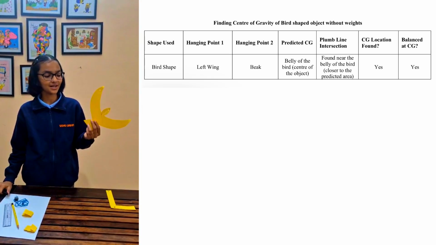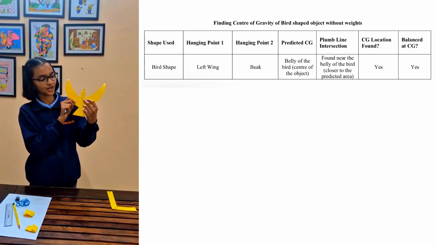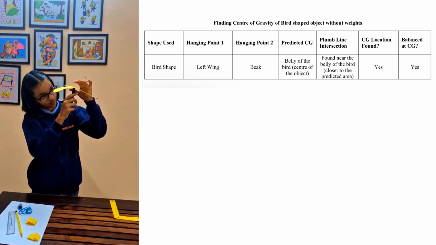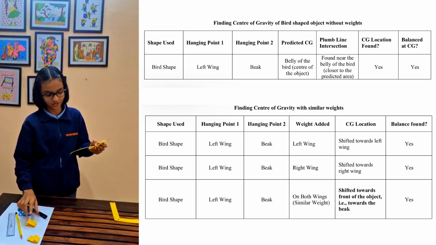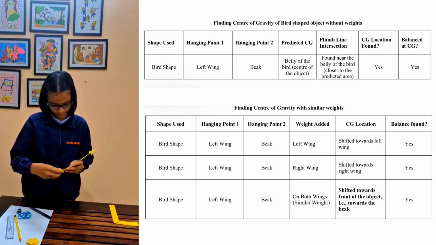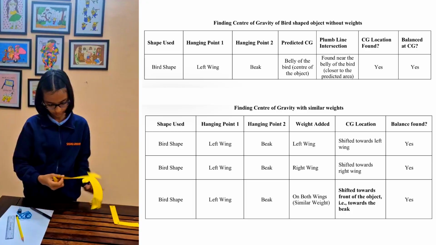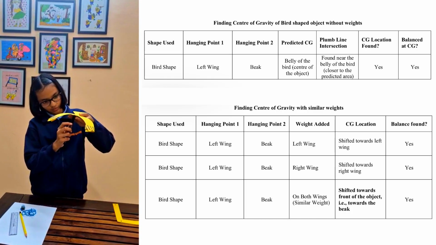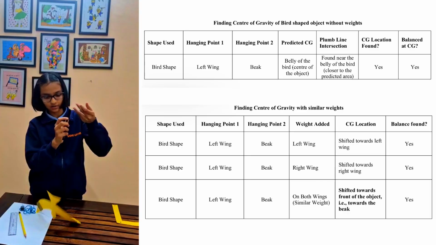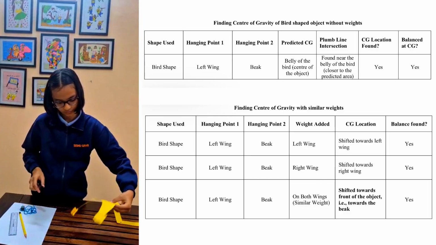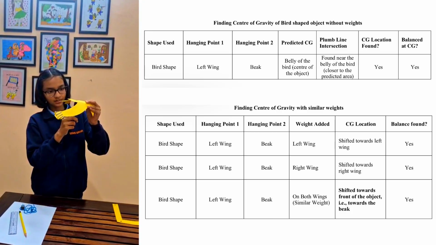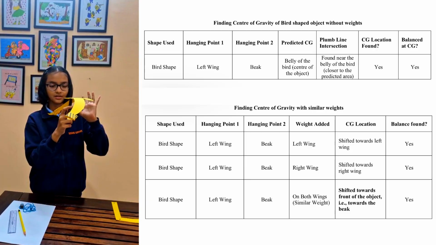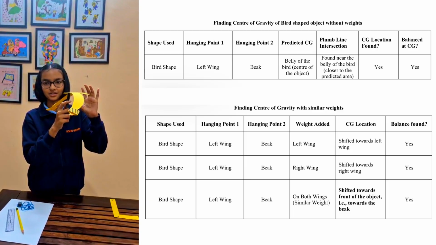Similarly, by using the plumb line method, we are able to find that the center of gravity lies at this point around its belly. We should be able to balance it. Now let us try by adding weights to the wings. The bird is unable to balance around its stomach. Now let's try balancing it at the center of gravity, which now lies towards its beak, because it is the heavier side since the mass distribution changes.